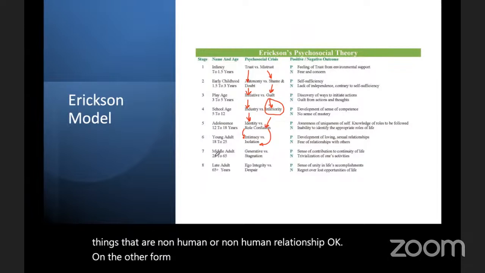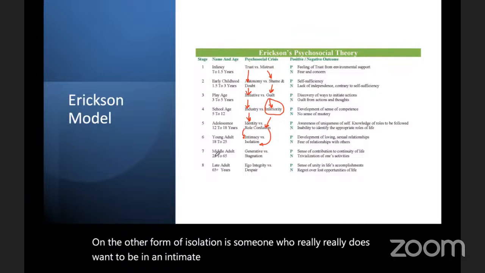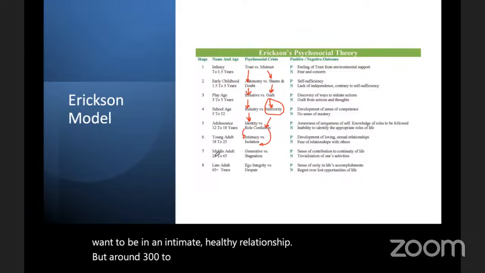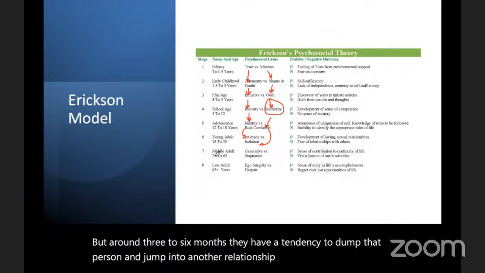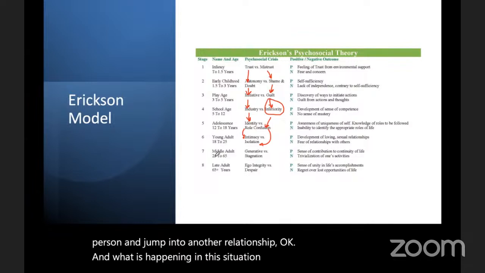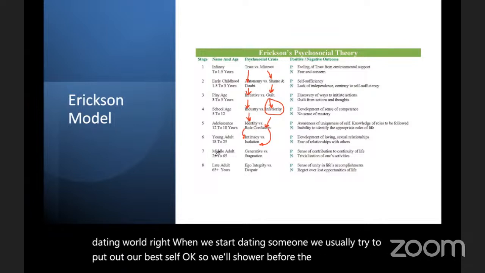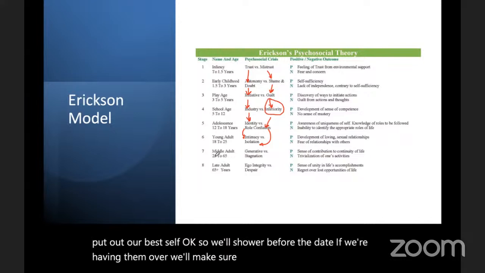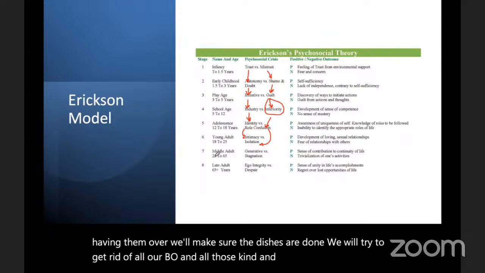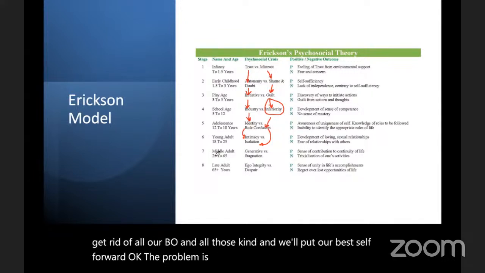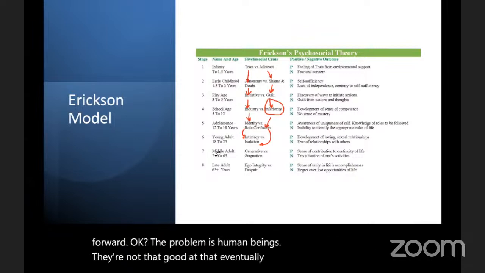The other form of isolation is someone who really does want to be in an intimate, healthy relationship, but around 3 to 6 months, they have a tendency to dump that person and jump into another relationship. What is happening in this situation has to do with the dating world. When we start dating someone, we usually try to put out our best self. So we'll shower before the date. If we're having them over, we'll make sure the dishes are done. We'll try to get rid of all our BO and put our best self forward. The problem is human beings are not that good at that. Eventually, those things are going to boil over.